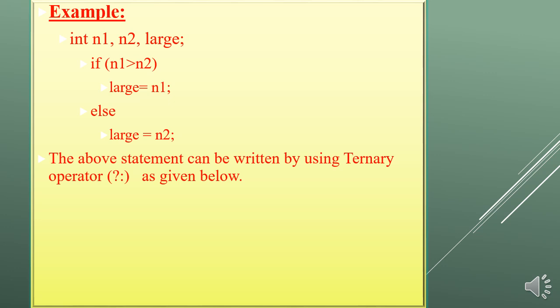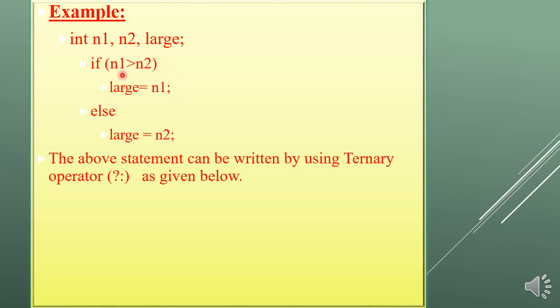Now here one example is given. The code is written by using the if-else statement. Int n1, n2, large. There are three variables used in this code, all of int type. n1 and n2 are for storing any two numbers, and large is the variable for storing the larger number. Here we don't write the entire program. We see only a part of the code. This code is meant for finding the larger number.